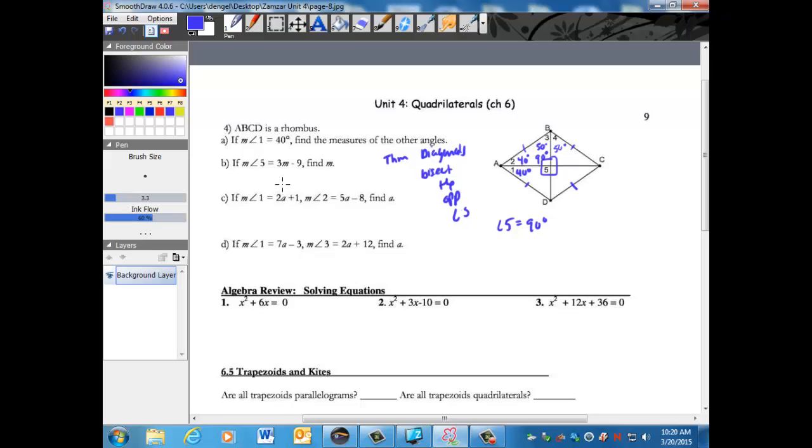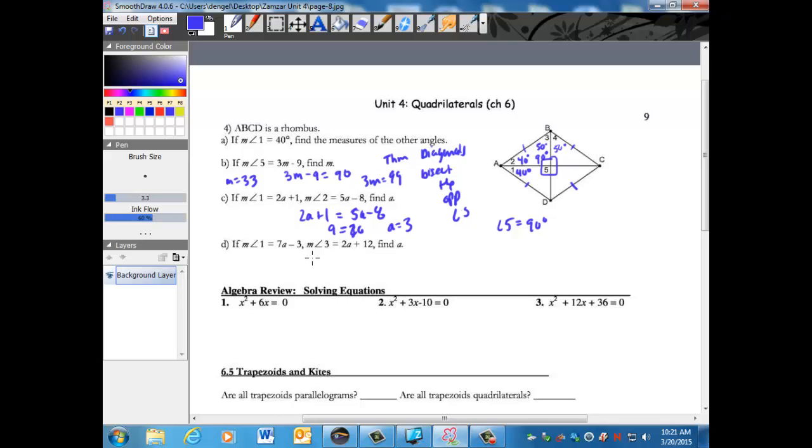On problem B, even though measure of angle 5 is 90 degrees, they still want us to solve for m. So we're going to take 3m minus 9, set it equal to 90. 3m equals 99, m equals 33. Since angle 1 and angle 2 are the same, let's set each of these equal to each other. 2a plus 1 equals 5a minus 8. That would give me 3a is equal to 9, which means a is equal to 3.